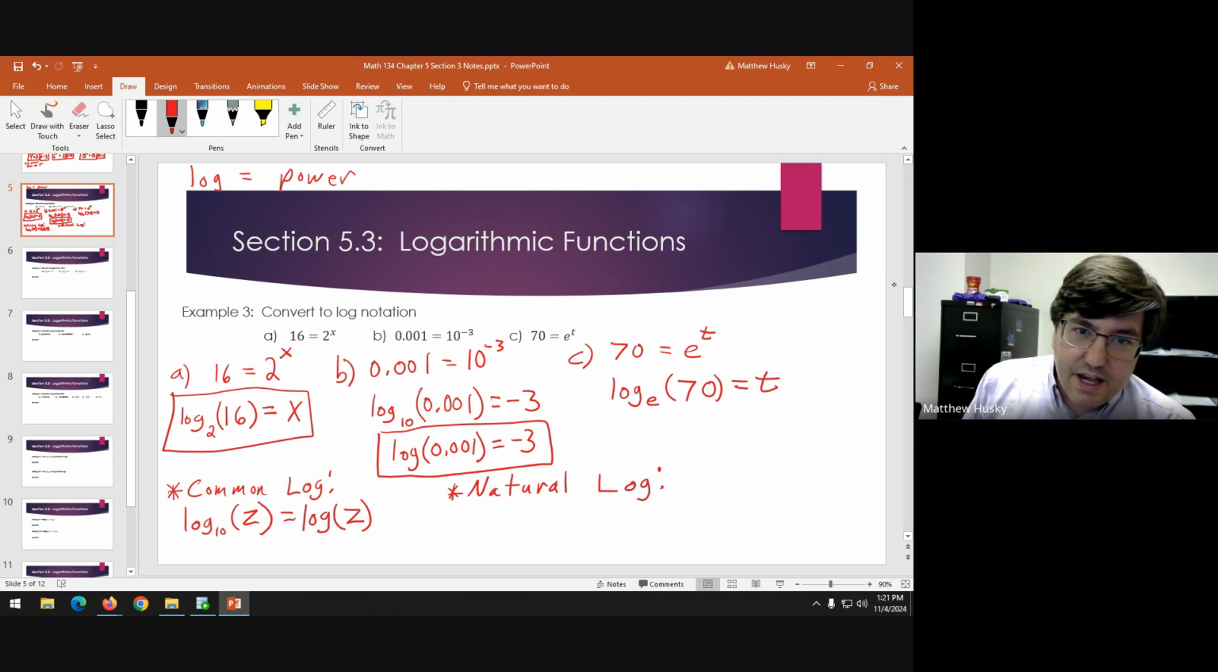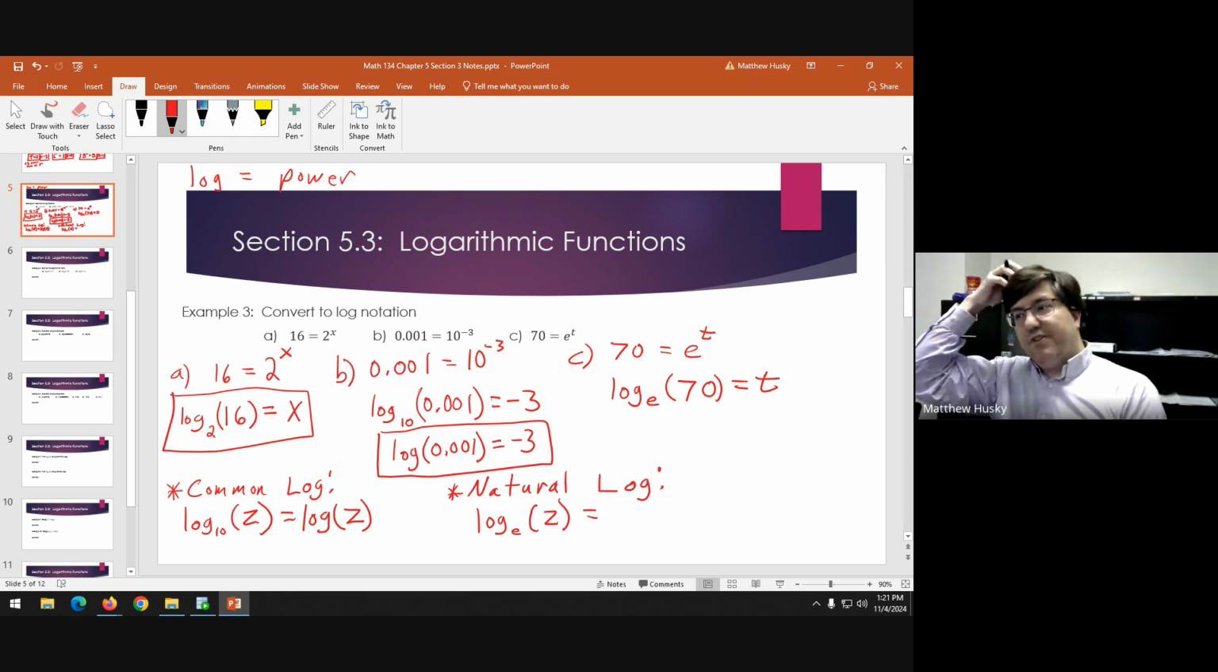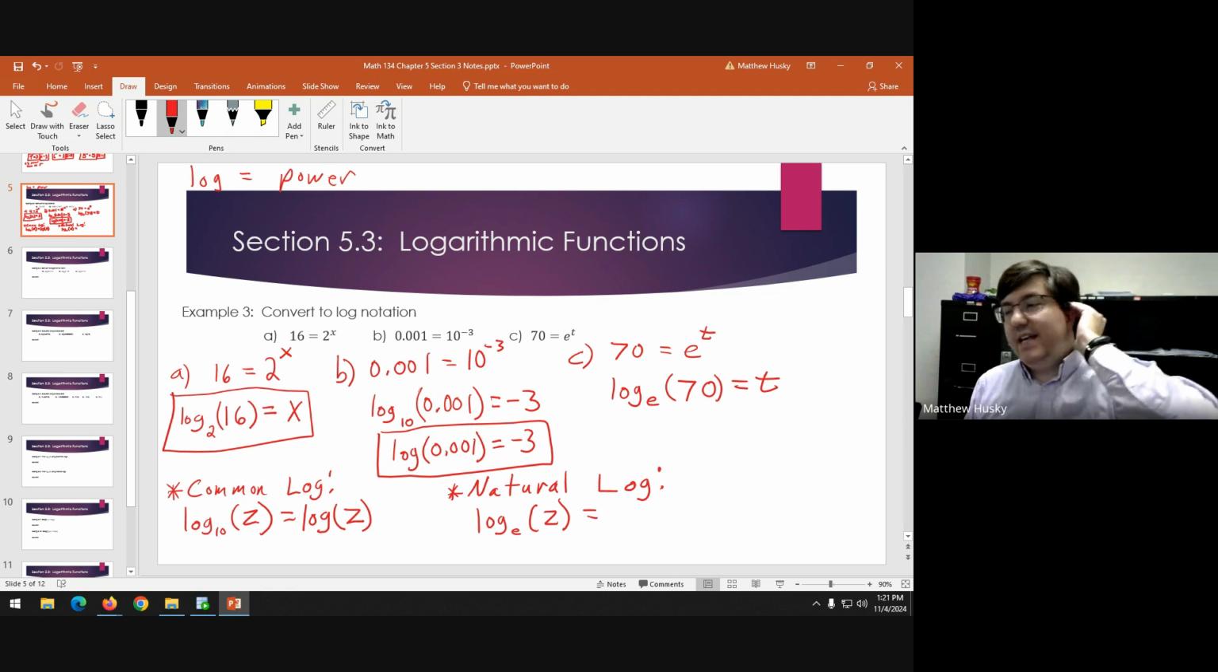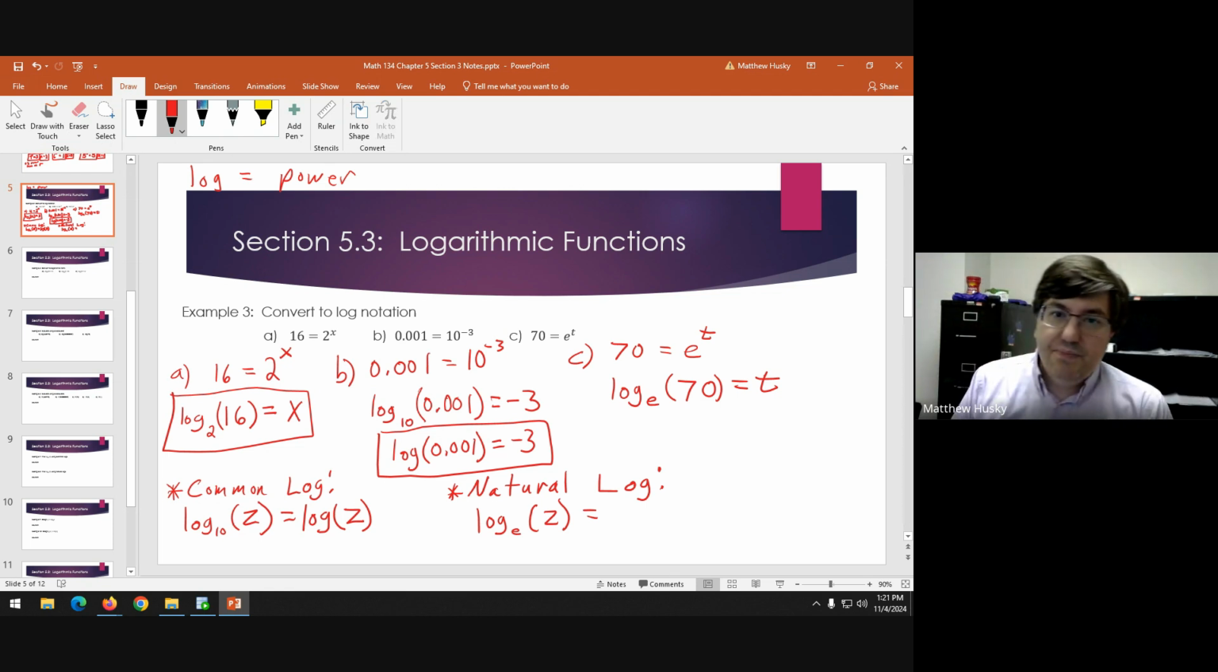But anyway, if you have log base e of z, the way that's often written, instead of log base e, usually you will see that written as ln of whatever's in there. In this case, I said z. So ln is short for the natural log.